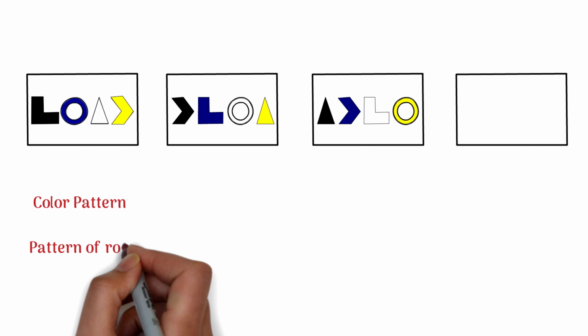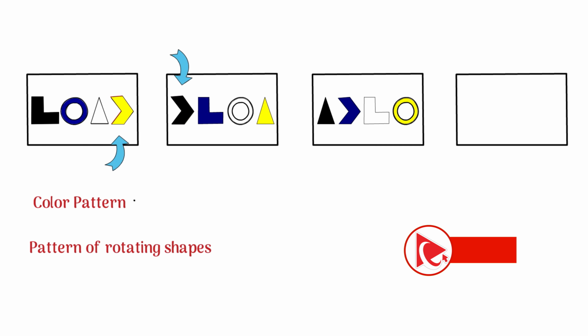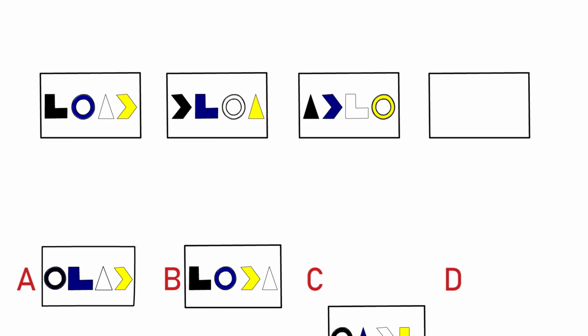Second pattern that you can see if you look closely is the pattern of rotating shapes. You can see that the rightmost shape in the previous rectangle always becomes the leftmost shape in the next rectangle. For example, the yellow arrow from the first rectangle becomes the black arrow in the second rectangle. If you are able to identify at least one of these patterns, you will be able to solve this problem. Let's look at each of the answers and try to exclude the incorrect answers.